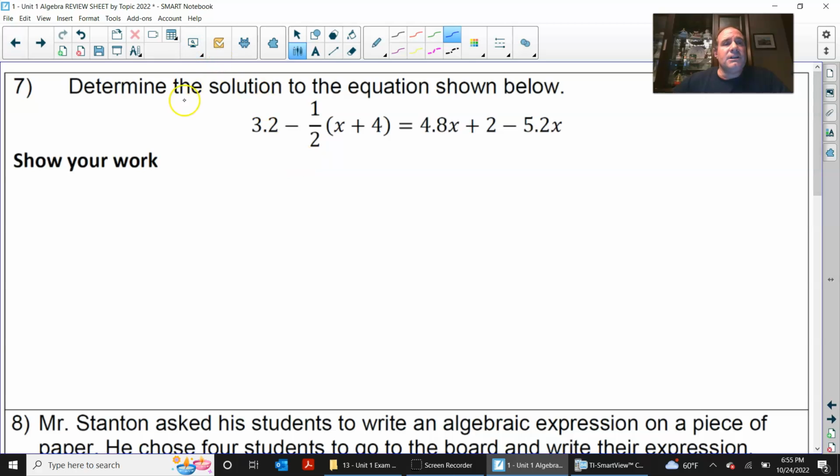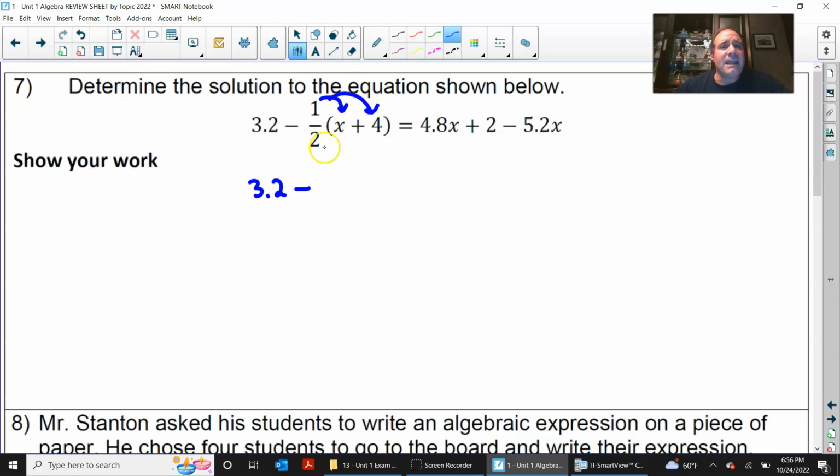All right, number 7, determine the solution to the equation shown below. Again, another long equation here. But your job is to clean it up from side to side, right? So I'm going to start on the left side. We're going to have 3.2. I'm just going to bring that down. Negative a half times x is negative. I'm going to go ahead and just do something where I'm just going to make it a decimal.